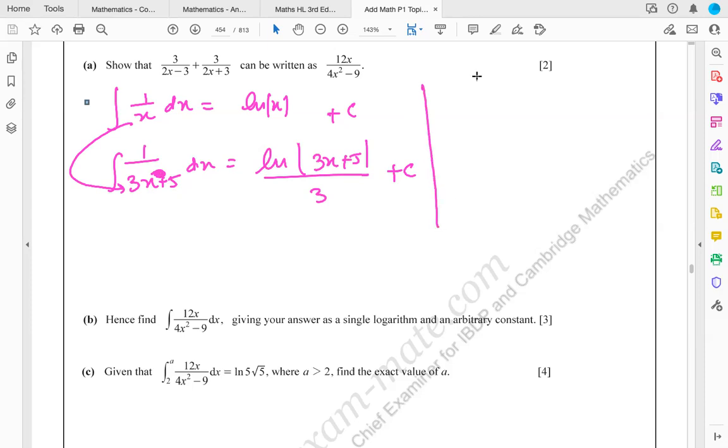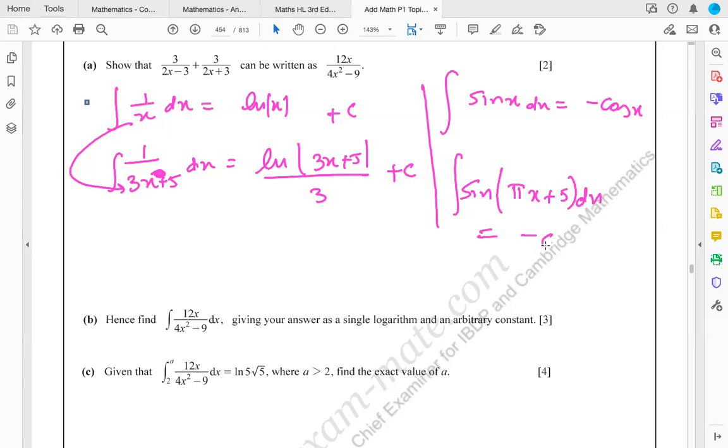Suppose now we've got the other formula: the integration of sine x is negative cos x. If you're integrating, let's say, sine of pi x plus 5, this integral is going to be negative cos of pi x plus 5 divided by pi plus c. So that's going to be the integration of this part.